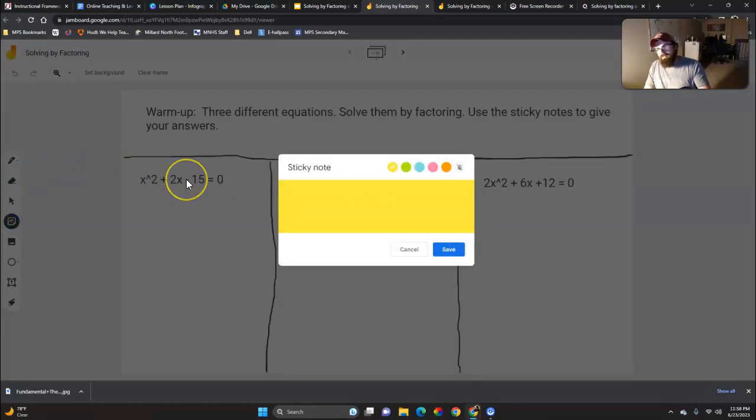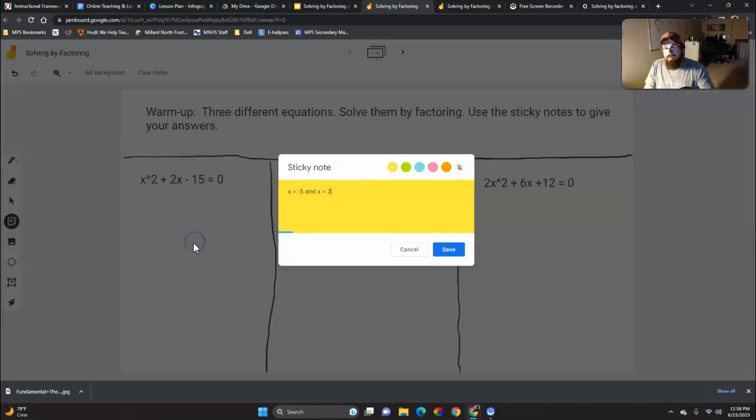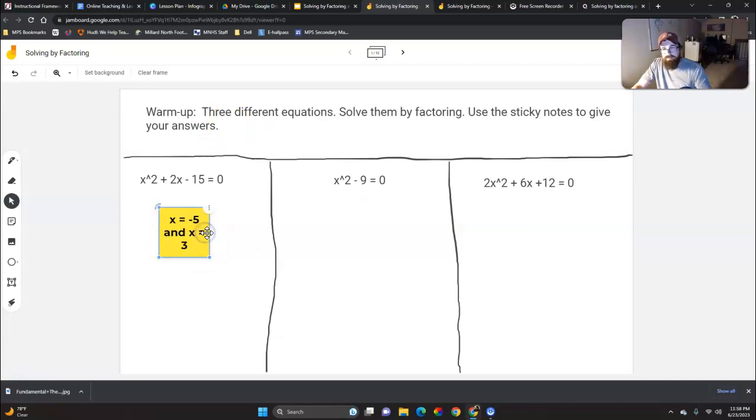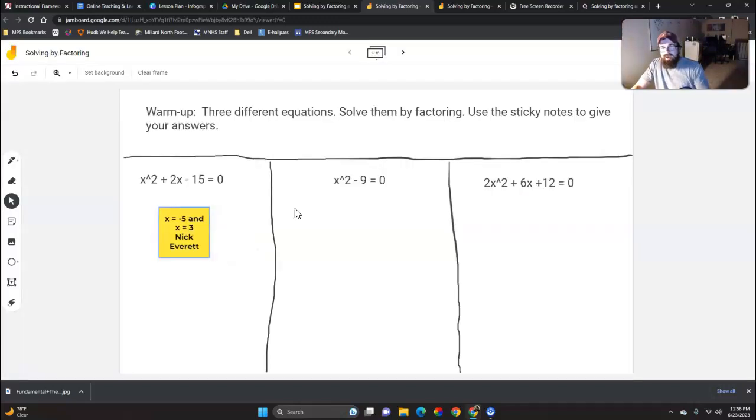Say for this first one, the answer is x equals, what is the answer for that one? I think that one's going to be x equals -5 and x equals 3. They write that, and then they put that right here. In fact, I'd say put their name on that as well. They put their name on that, and then they just put it right there. So that is kind of how they would respond, and we would keep going through this.